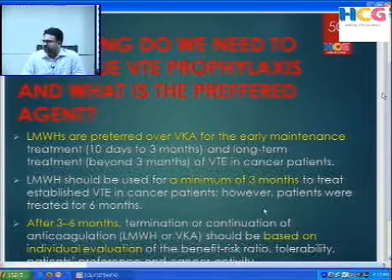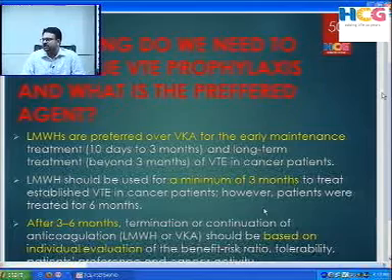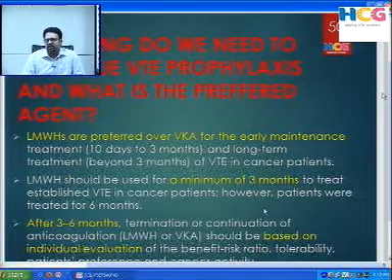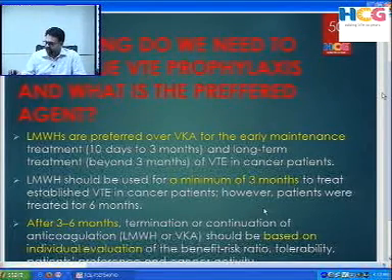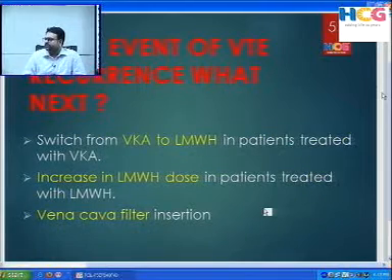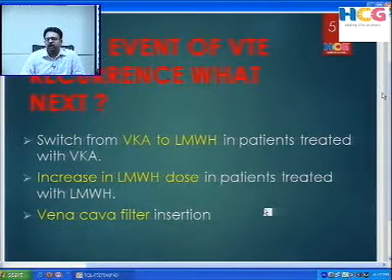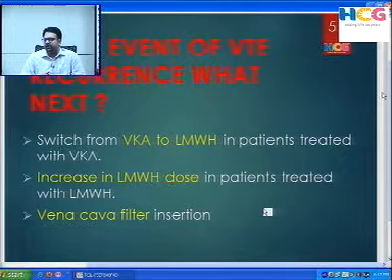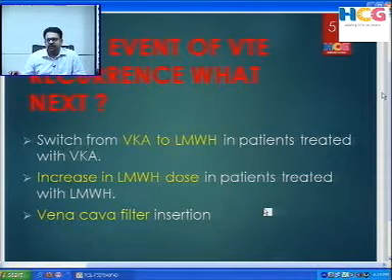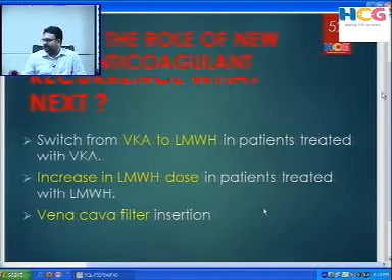After 3 to 6 months, based on the individual evaluation, risk-benefit ratio, tolerability of the patient preference and the cancer activity, it may be switched over to warfarin. In the event of VTE recurrence, what is next? The plan of action is to switch from warfarin to low molecular weight heparin. When the patient is treated with warfarin, we can increase the dose of low molecular weight heparin, and we can consider the insertion of vena cava filter if the patient is still having recurrence with adequate anticoagulation treatment.